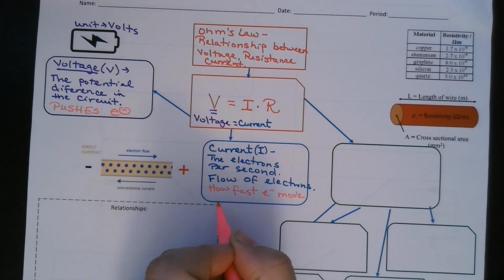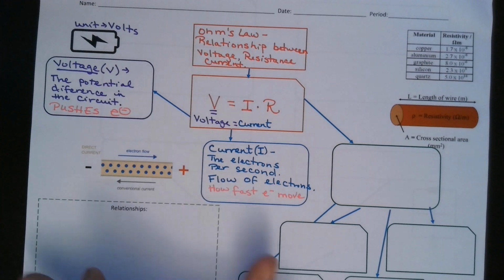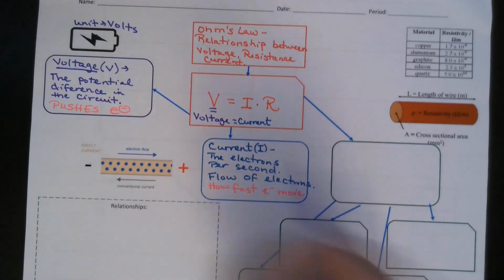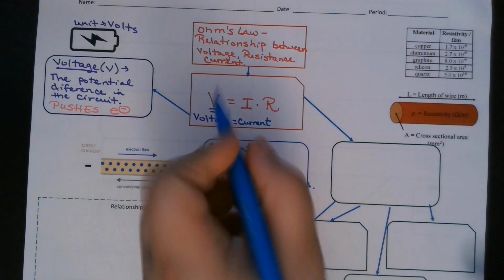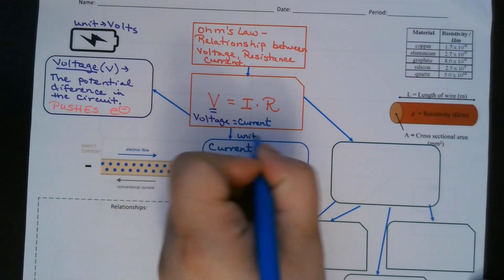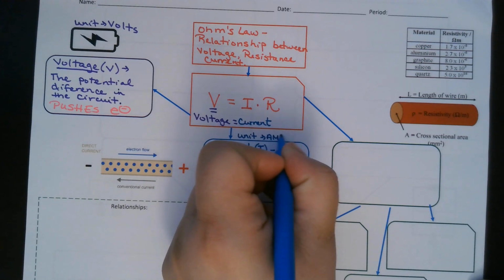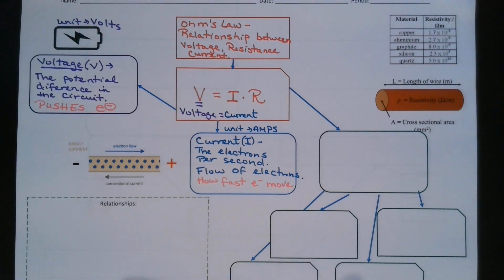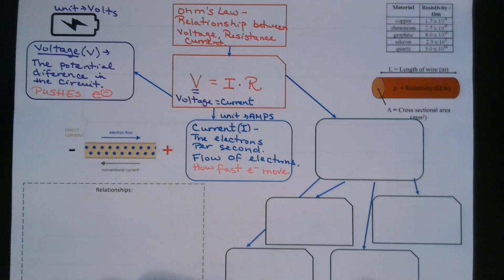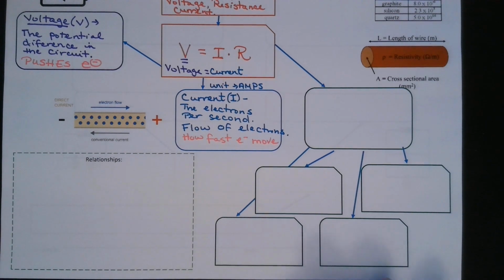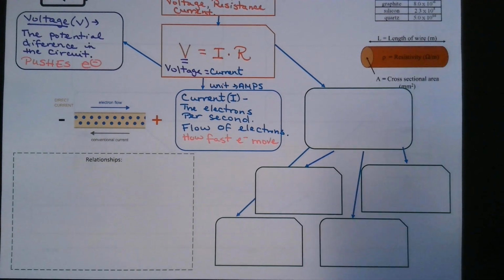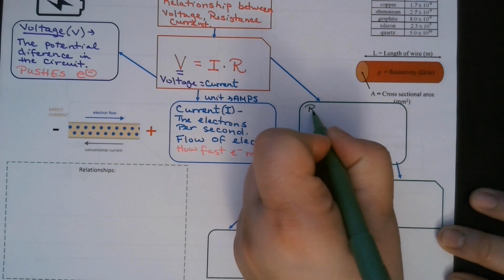But also want you to know that the unit for current is amps, because that one's also weird. So the unit is amps. And then the last little thing I'm going to do for you here, we're going to talk about the resistivity of a wire. So what gives resistance to a wire?